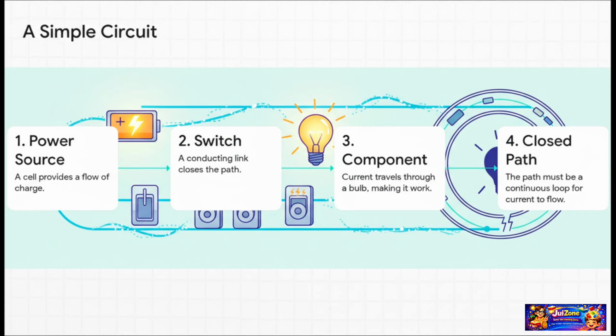So for this current to actually go anywhere and do something useful, it needs a path. We call that path an electric circuit. Think of it like a racetrack for these charges. You need a power source, like a battery, to get them moving in the first place. You need a switch, which is like the starting gate that opens or closes the track. And of course, you need something for the current to power, like a light bulb. But here's the absolute key. The whole thing has to be a continuous closed loop. If there's a break anywhere in that racetrack, the flow stops cold and the light goes out.